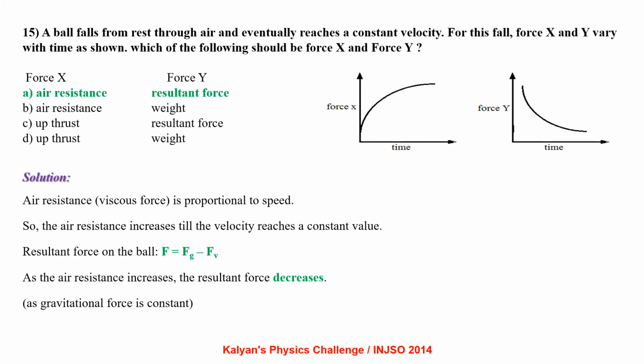Air resistance is proportional to speed, so the air resistance increases till the velocity reaches a constant value. Resultant force on the ball F equals gravitational force minus viscous force. As the air resistance increases, the resultant force decreases. So A is the correct option.